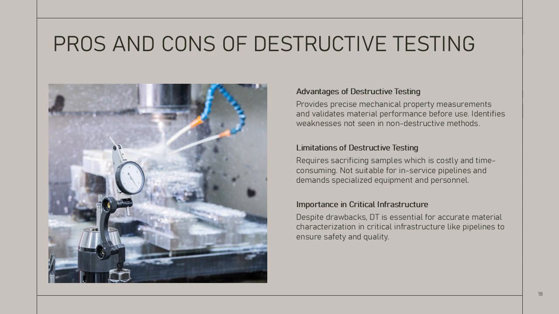However, DT has limitations such as the need to sacrifice samples, which can be costly and time-consuming. It is not suitable for in-service pipelines, restricting its use to construction and research phases. Additionally, DT requires specialized equipment and trained personnel, adding to operational costs. Despite these drawbacks, the benefits of accurate and comprehensive material characterization often outweigh the limitations, especially in critical infrastructure like pipelines.